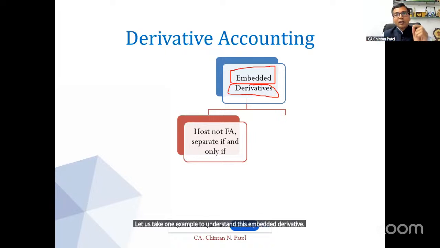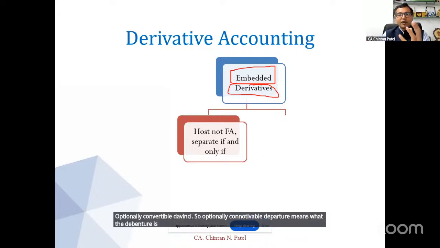Optionally convertible debenture. So optionally convertible debenture means what? The debenture is a bond. The bond is one contract where I have borrowed money, which I have to repay back to the person from whom I have borrowed the money.